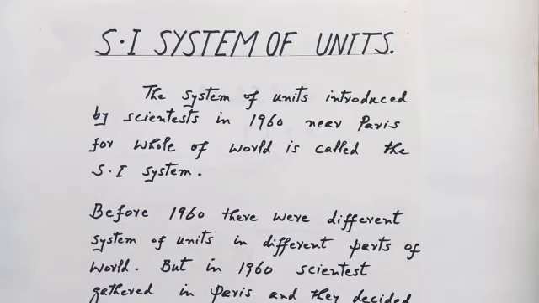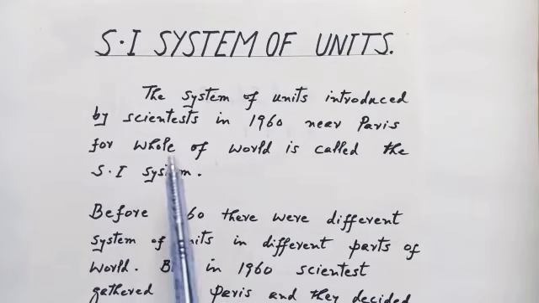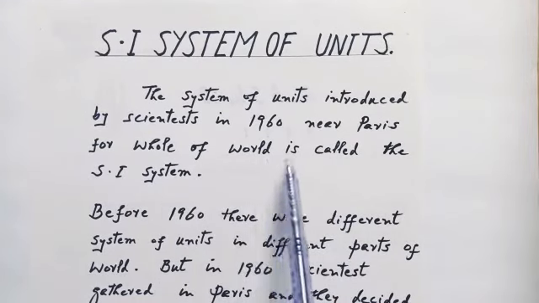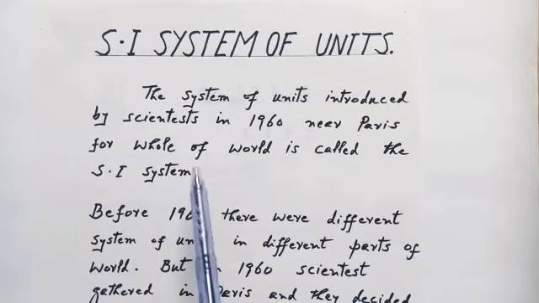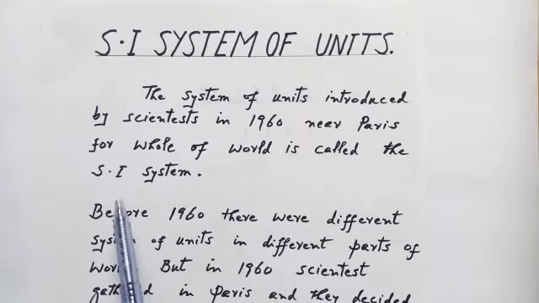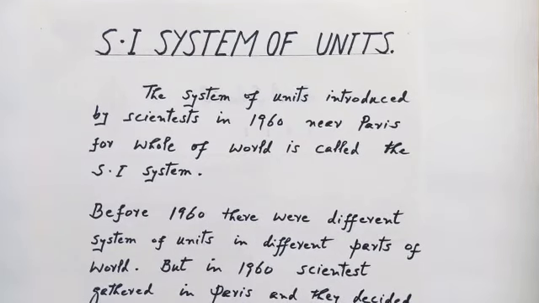This system was introduced by the scientists in 1960. Now, what is the definition of that system? The system of units introduced by the scientists in 1960 near Paris for whole of the world is called as SI system, System International. Now, what is the background of this system?